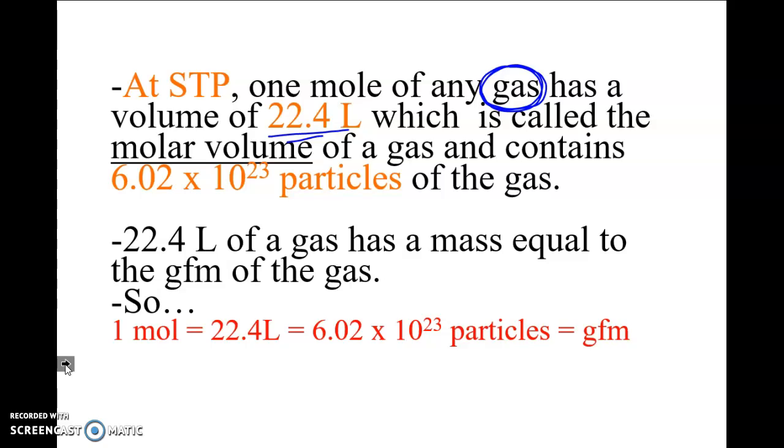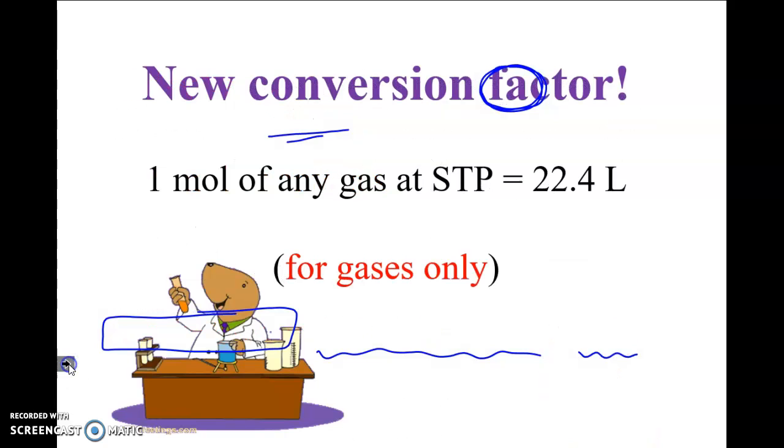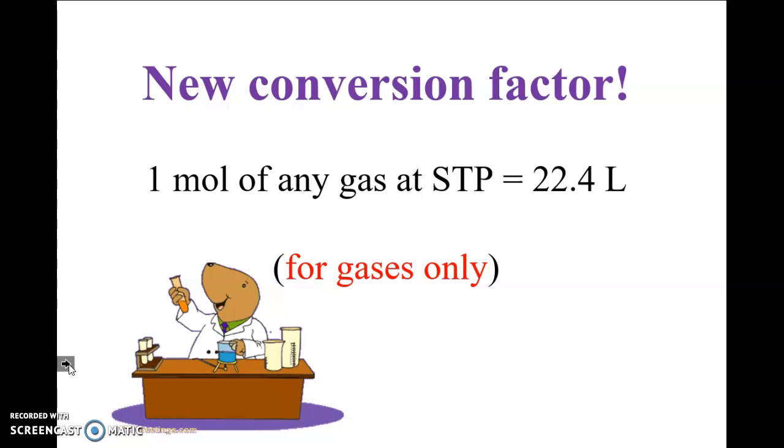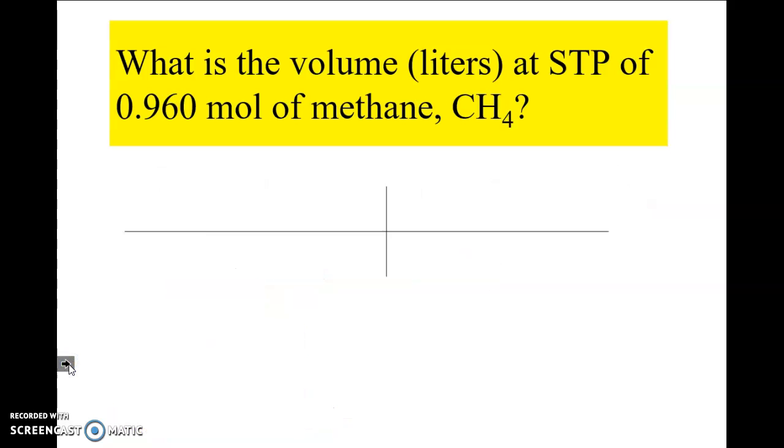We call it molar volume of a gas, and it contains 6.02 times 10 to the 23rd particles. So this is going to be our third conversion factor. 1 mole is 22.4 liters, which also equals that many particles, which equals the molar mass. They're all connected. So our last and third conversion factor, 1 mole of any gas is 22.4 liters.